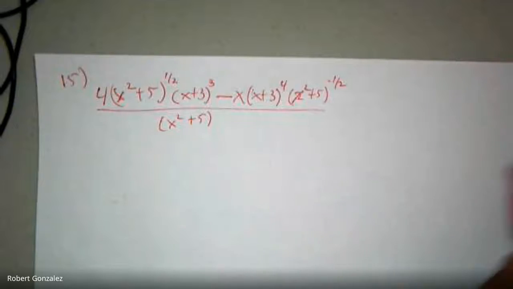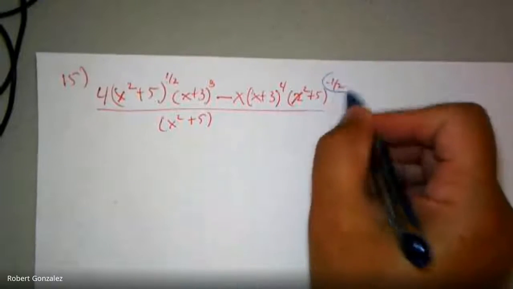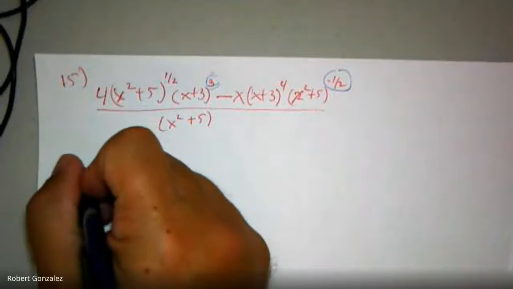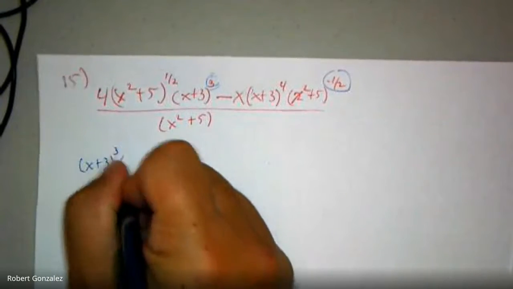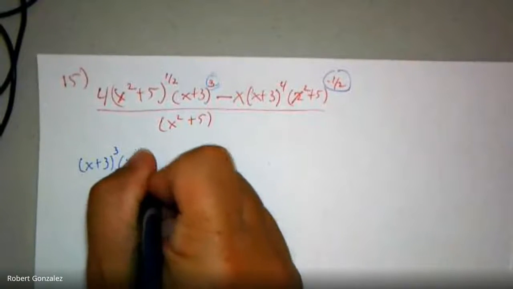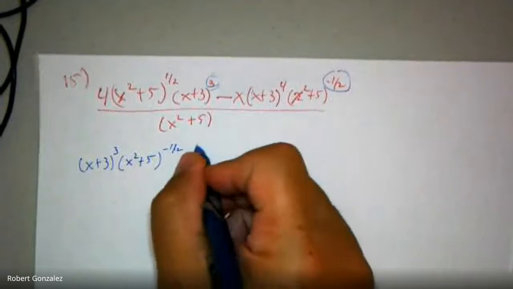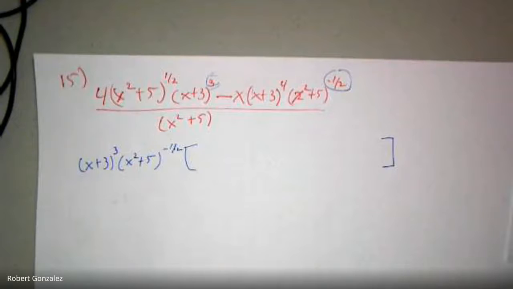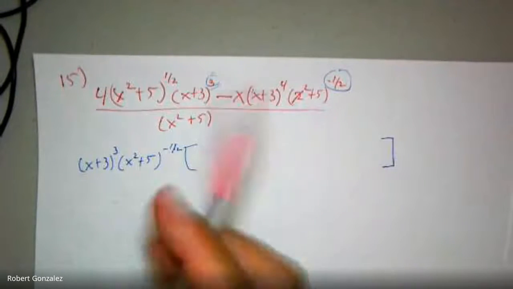Everything's good? Yeah. Okay, so the x squared plus 5, here's my lower exponent. My x plus 3, here's my lower exponent. So that's what I'm going to factor out. I'm going to factor out x plus 3 cubed, x squared plus 5 to the negative 1/2. And I'm only working with the top right now. It's a process to write all of this out. I'm going to do the division right now. I'm going to skip a couple steps.